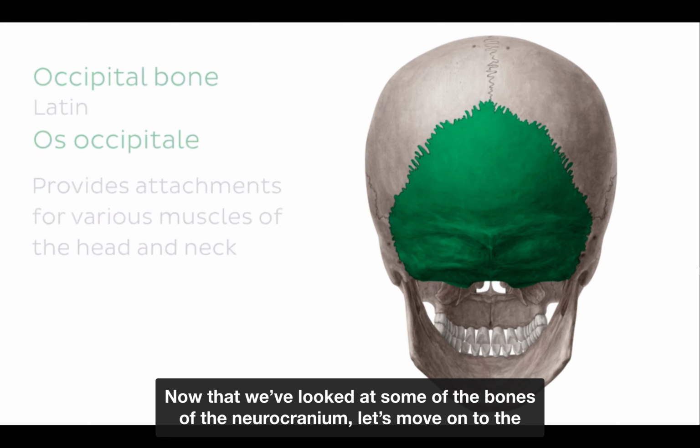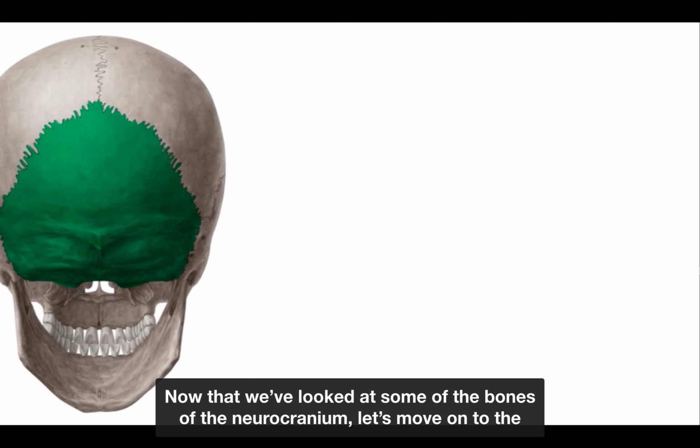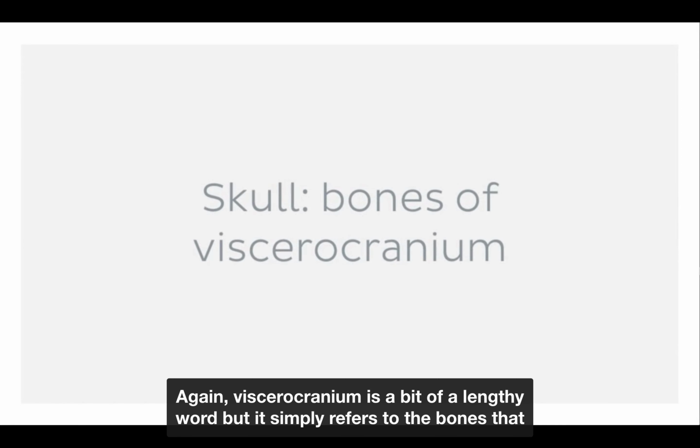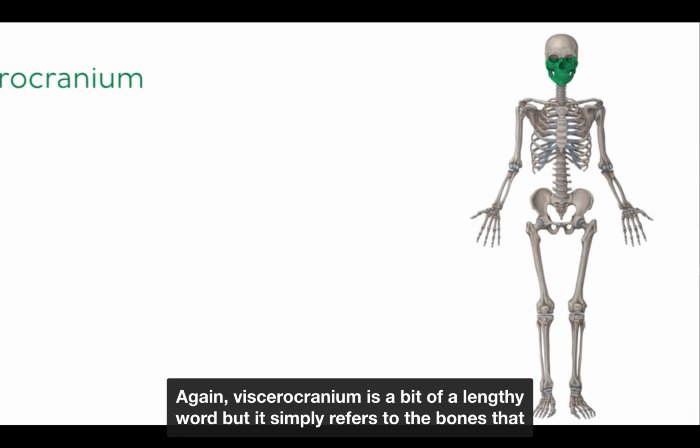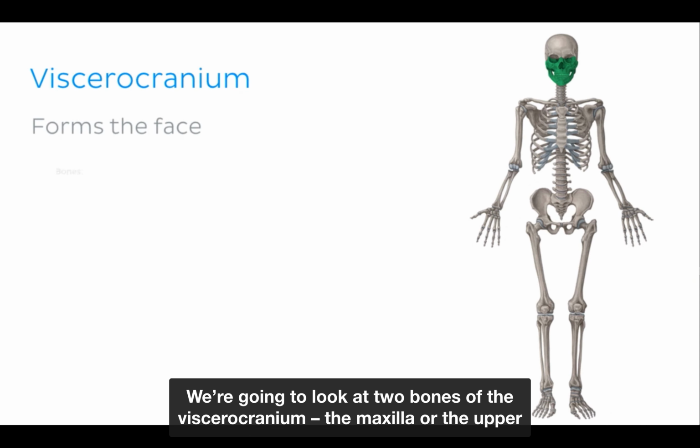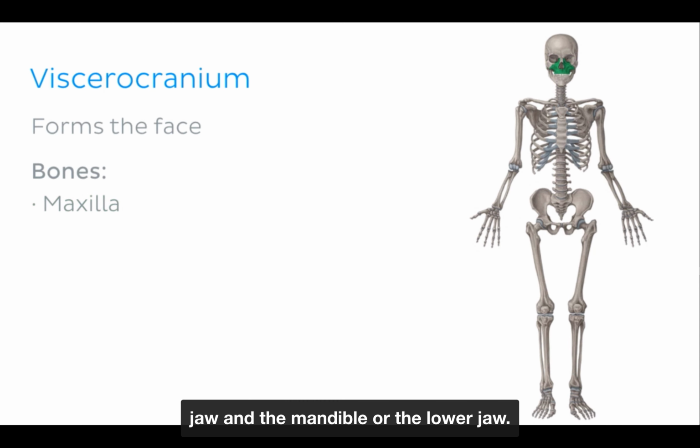Now that we've looked at some of the bones of the neurocranium, let's move on to the bones of the visceral cranium. Again, visceral cranium is a bit of a lengthy word, but it simply refers to the bones that form the face. We're going to look at two bones of the visceral cranium, the maxilla or the upper jaw, and the mandible or the lower jaw.